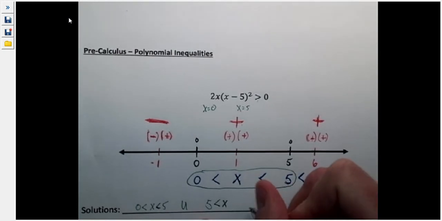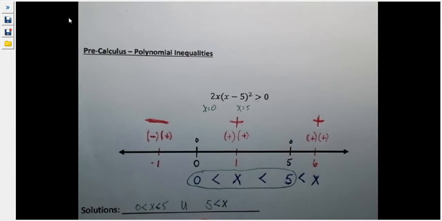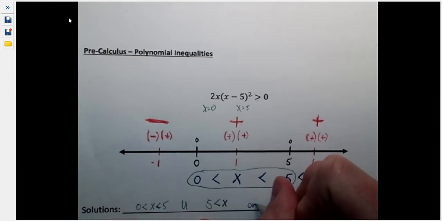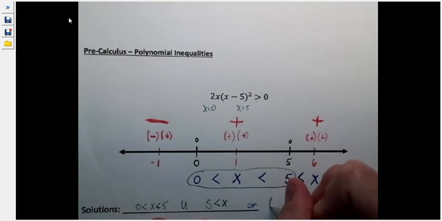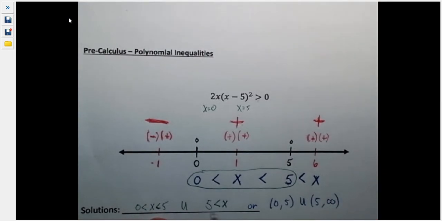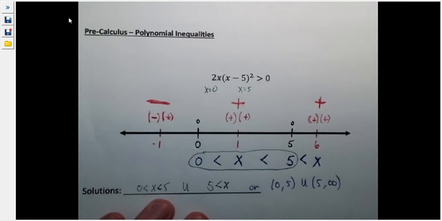If you like, you could write it with brackets and all that. If you wanted to do it that way, then you could write it like this: from 0 to 5, union 5 to infinity. And that's basically the same thing as that. Okay?